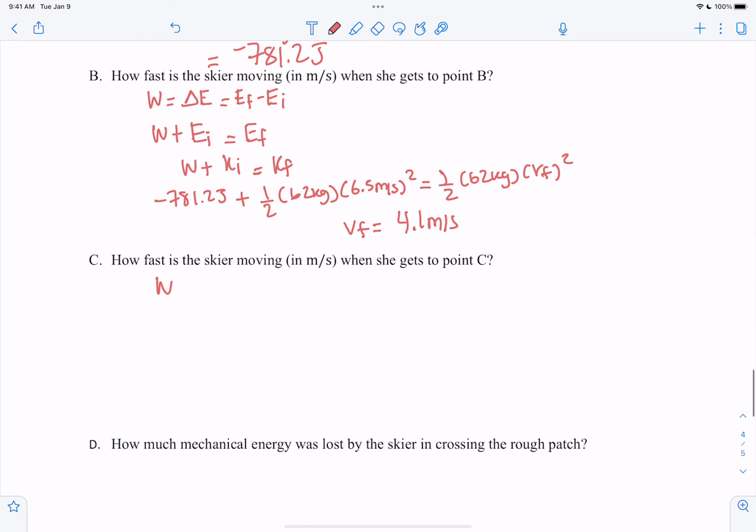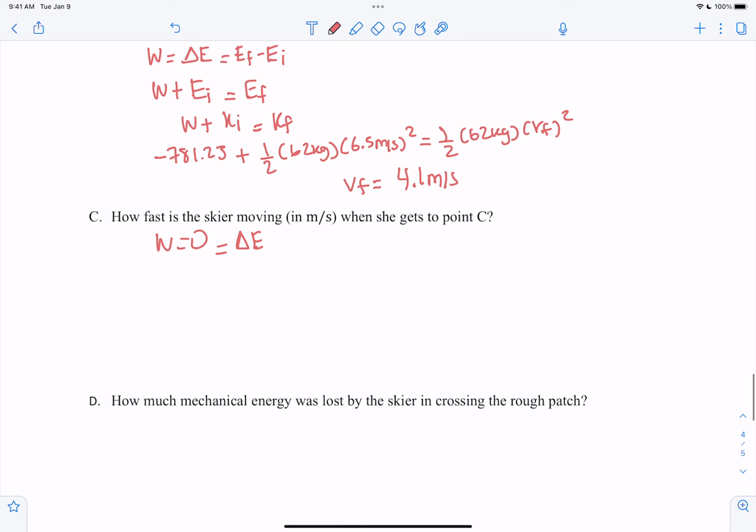So work is 0 in this case. There's nothing that's doing any work, right? We're not exerting any external force, and there's no friction anymore, none of that. So this should just be equal to delta E, right? Energy is conserved in this case, so EF minus EI is equal to 0. So EF is equal to EI, right? So our final kinetic energy plus our final gravitational potential energy should equal our initial kinetic energy plus our initial gravitational potential energy, right?